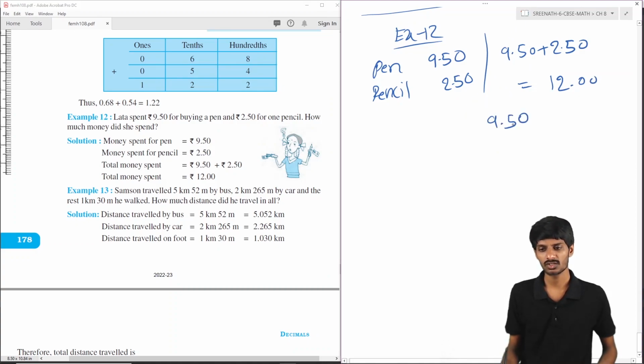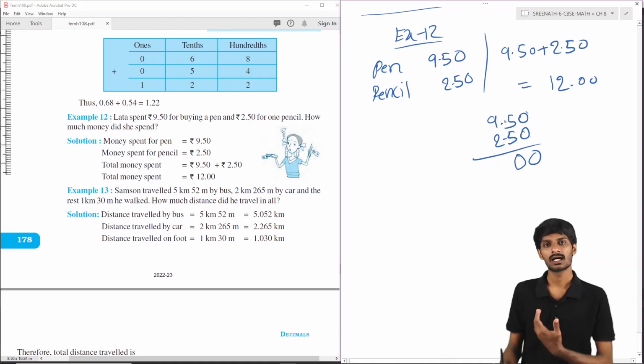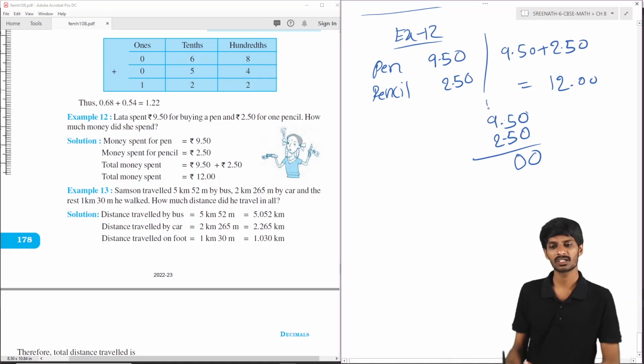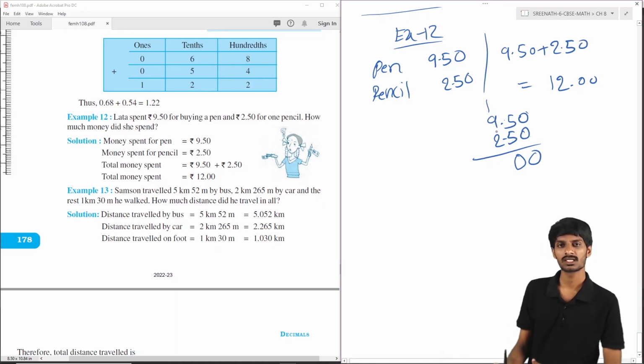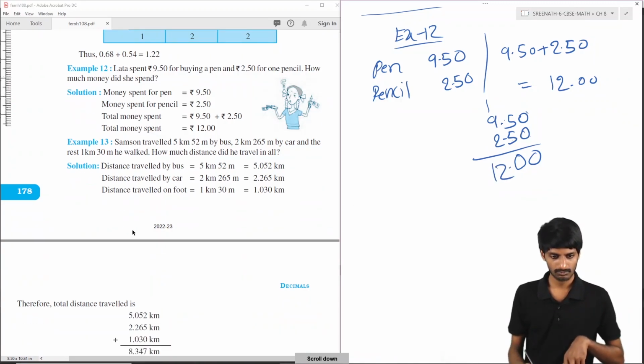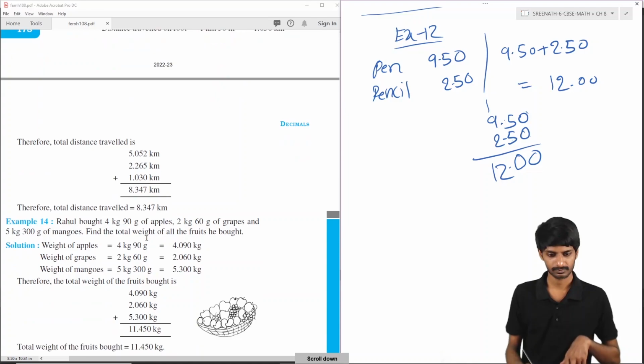That is 9.50 and 2.50. 0 plus 0, 0. 5 plus 5 is 10. You have to write 0 here. You have to carry the extra sum, that is 1. 9 plus 2 plus 1 is 12. 12 point, like that. You can do this, students.